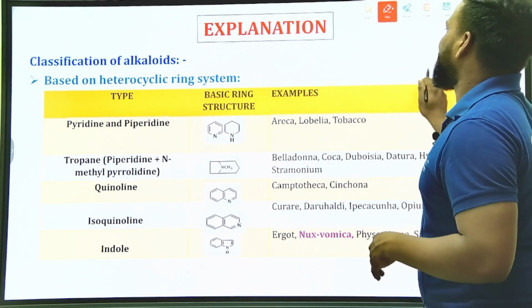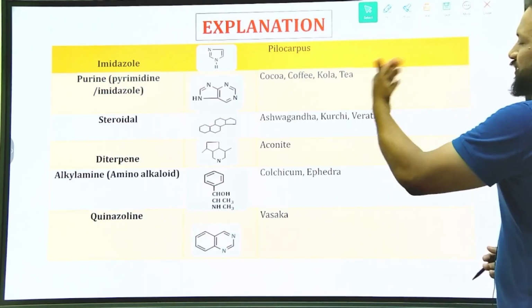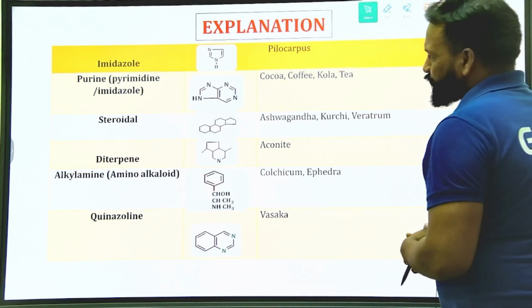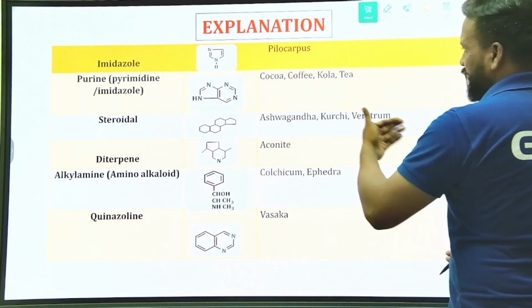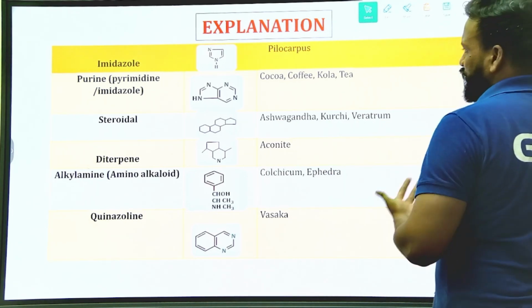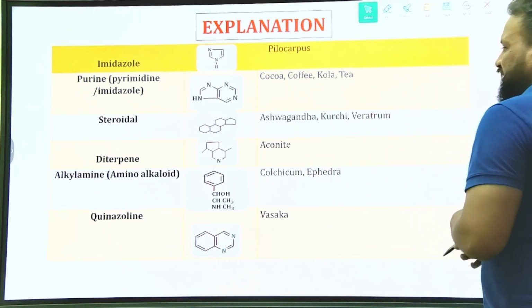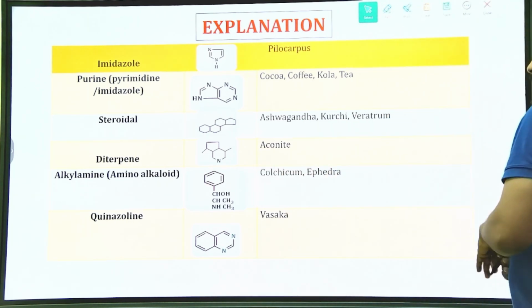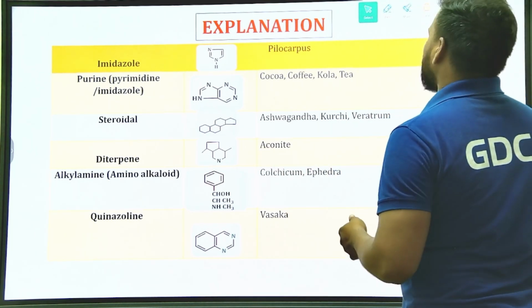These are the other examples for the alkaloids. Imidazole alkaloids are pilocarpus; purine are coca, coffee, cola; steroidal are ashwagandha and veratrum; diterpene is aconite; alkylamine are colchicine and ephedra; and lastly quinazoline is adhatoda.